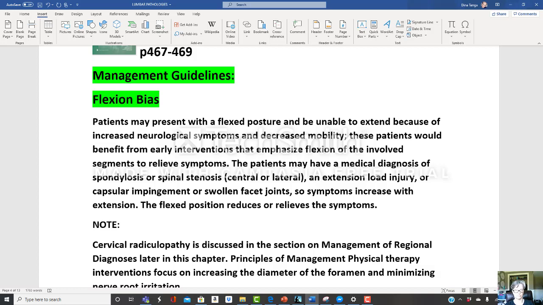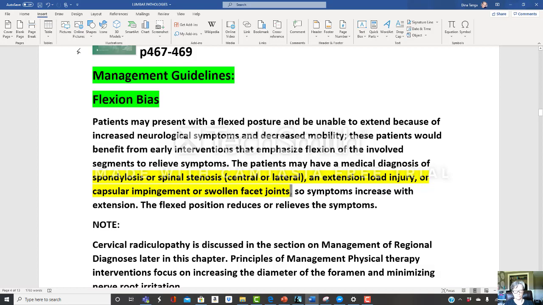Management Guidelines. Flexion bias patients may present with a flexed posture and be unable to extend because of increased neurological symptoms and decreased mobility. These patients would benefit from early interventions that emphasize flexion of the involved segments to relieve symptoms. The patients may have a medical diagnosis of spondylosis or spinal stenosis, central or lateral, an extension load injury, or capsular impingement or swollen facet joints. So symptoms increase with extension. The flexed position reduces or relieves the symptoms.